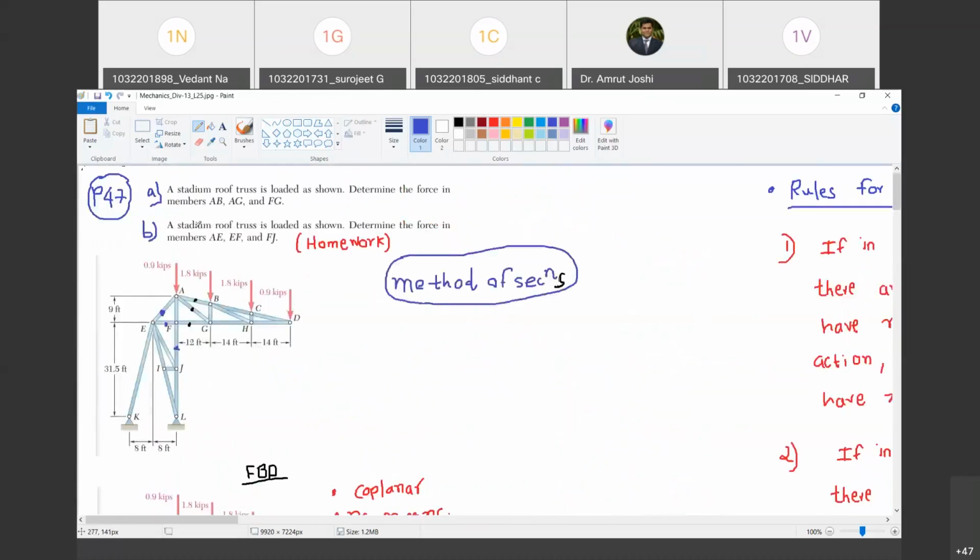And now you can look at, there is a part B as well. So here you need to find out forces in members. Which ones? AE, EF, and FJ. I'm sorry, FJ. Happy? Yes, sir. AE, EF, and FJ. That means these 3 members which are marked in blue dots. Are you with me? Yes, sir.